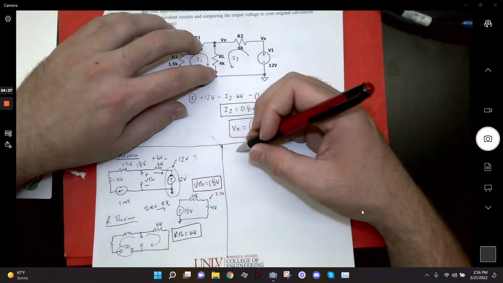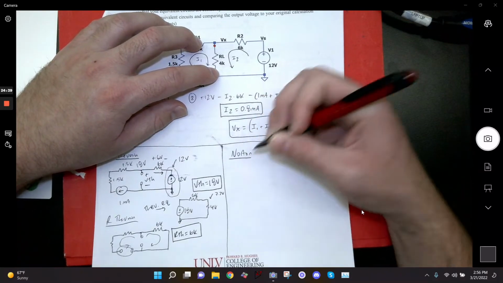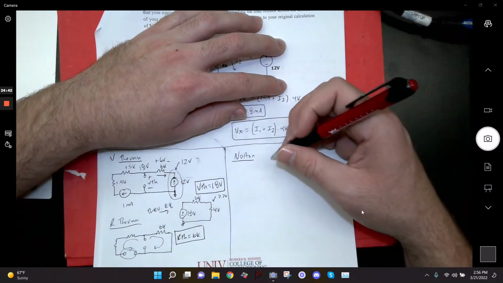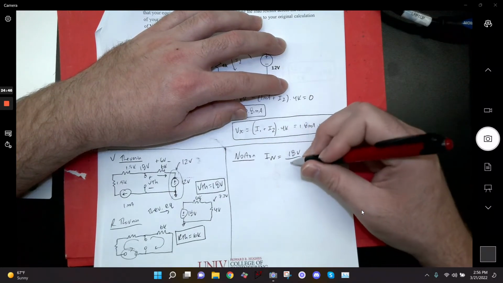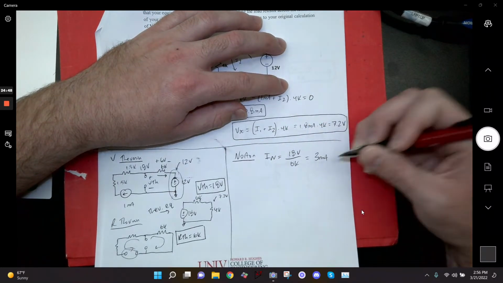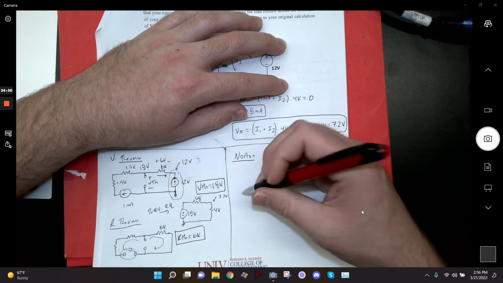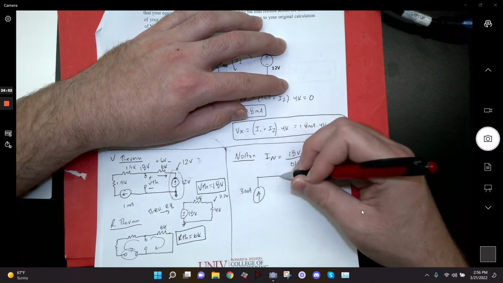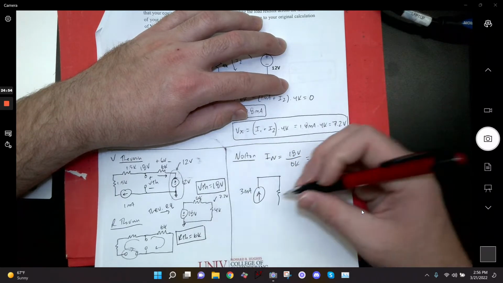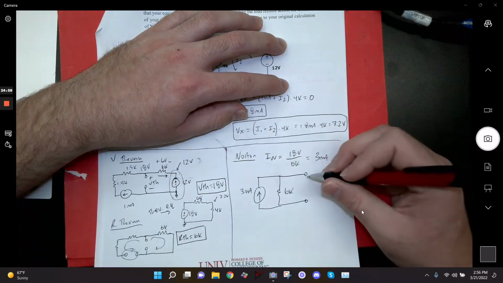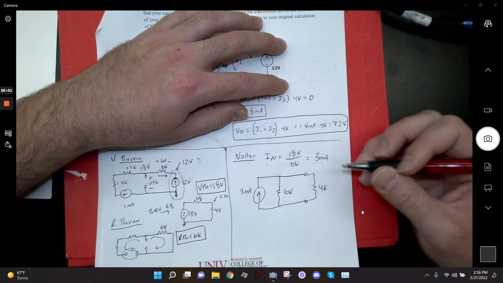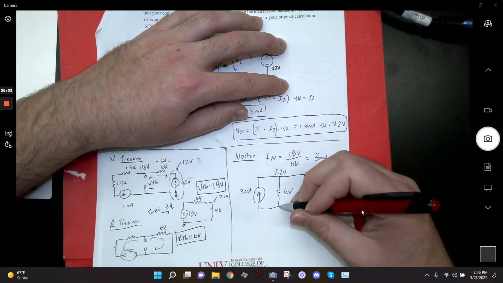And then Norton, right? I'm not going to solve it other than by just doing V over R. It's going to be 18 volts over 6K, which is going to give me 3 milliamps. So my Norton current is 3 milliamps. I know my Thevenin resistance is the same as my Norton, and then my load is 4K, and if you solve this, you should get 7.2 volts up here as well.